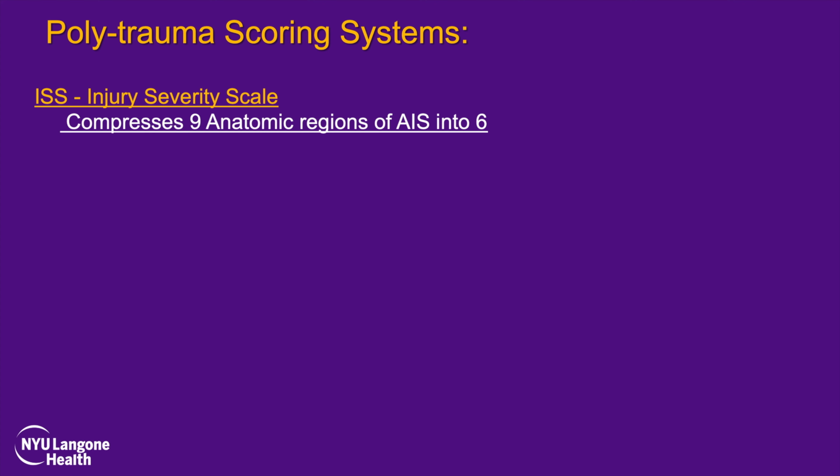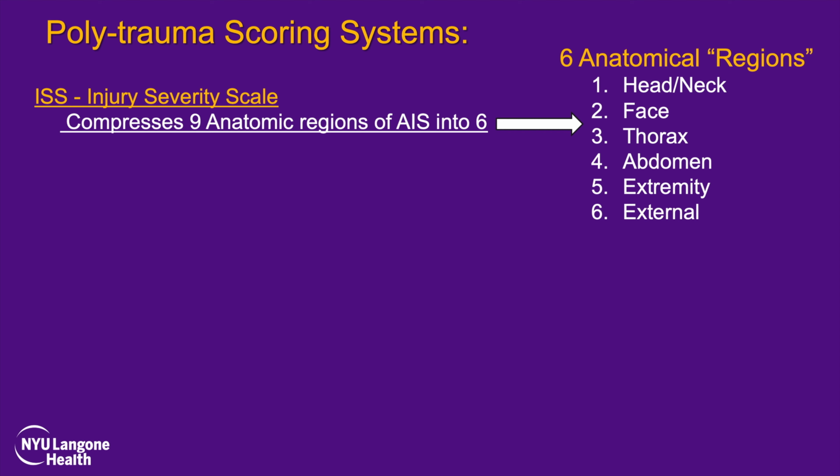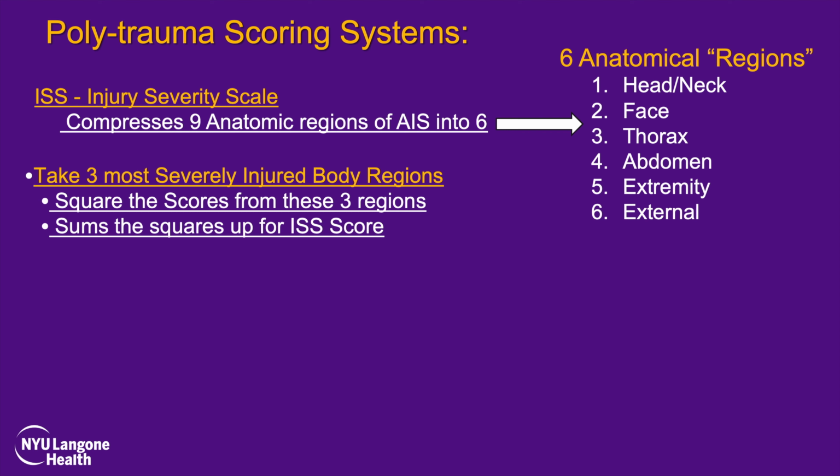It compresses the 9 anatomic regions of the AIS into 6. So these are the 6 that are left: head, neck, face, thorax, abdomen, extremities, and external. What it does then is it takes the 3 most severely injured body regions, right? Your worst extremity injury, your worst thorax injury, your worst head injury, whatever it is, and it sums up the squares of those 3 regions to get a score.